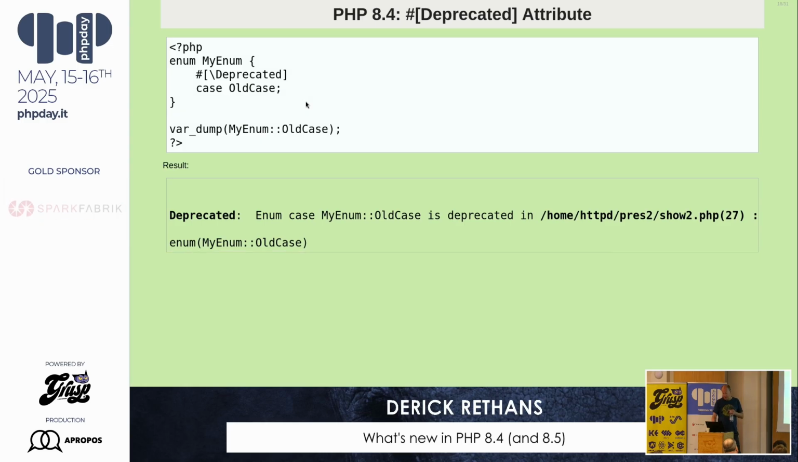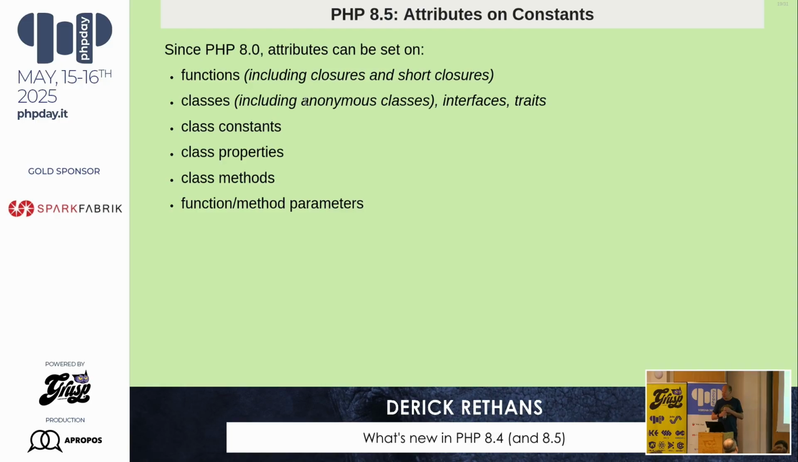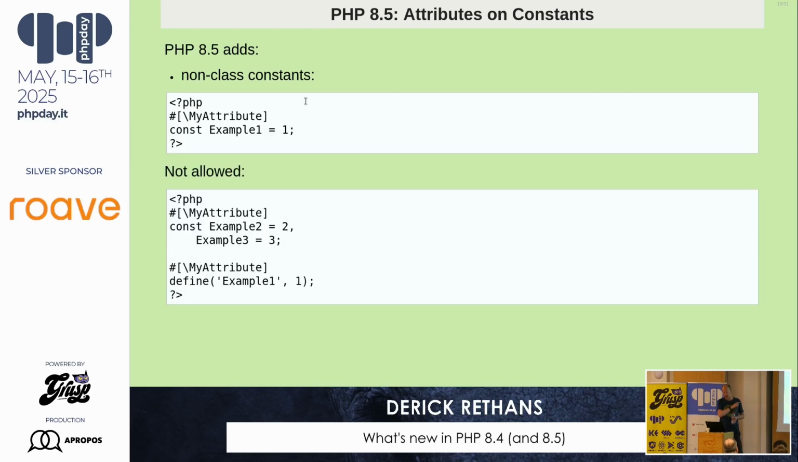Oh yeah, you can also do it on enum cases. I forgot about that. I said that. Now, PHP 8.5 extends this attribute system so that you can also set attributes on constants. I'm not talking about class constants here, but normal constants. Again, who still uses global constants? Not very many. But for some reason, we had forgotten to add attribute support for that in PHP when we introduced attributes. 8.5 now allows you to do this kind of thing. Useful? Yes. Groundbreaking? No.